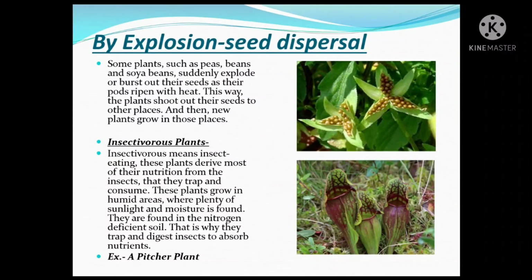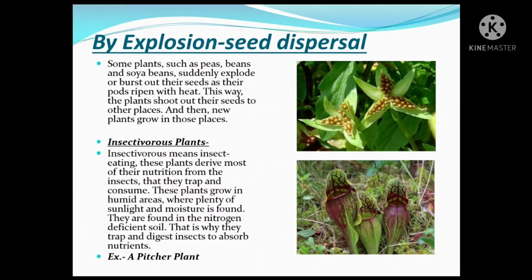By explosion. Some plants such as peas, beans and soya beans suddenly explode or burst out their seeds as their pods ripen with heat. This way the plants shoot out their seeds to other places and then new plants grow in those places.